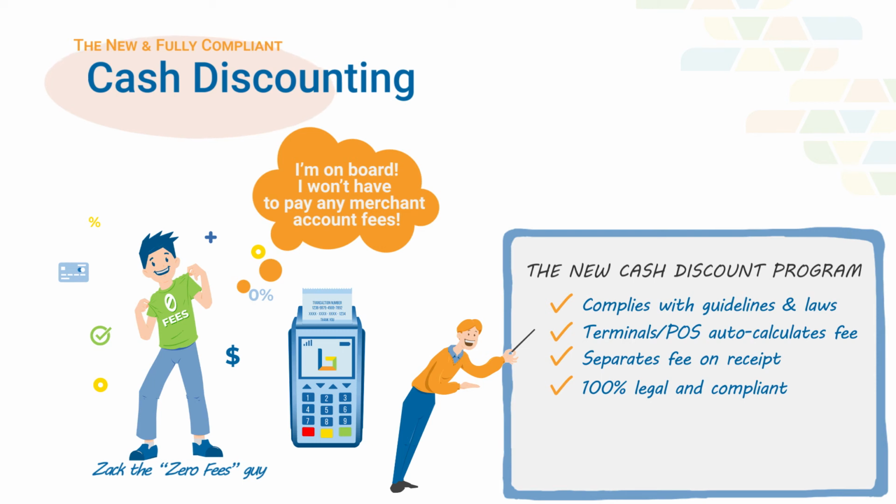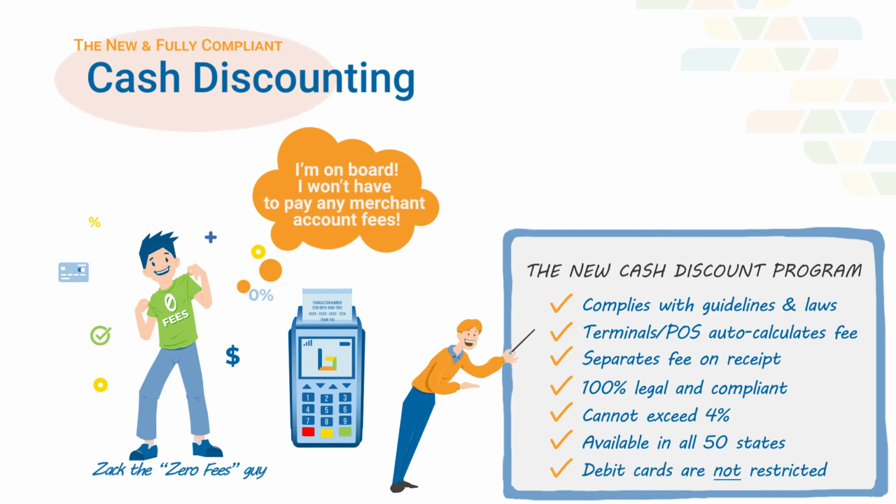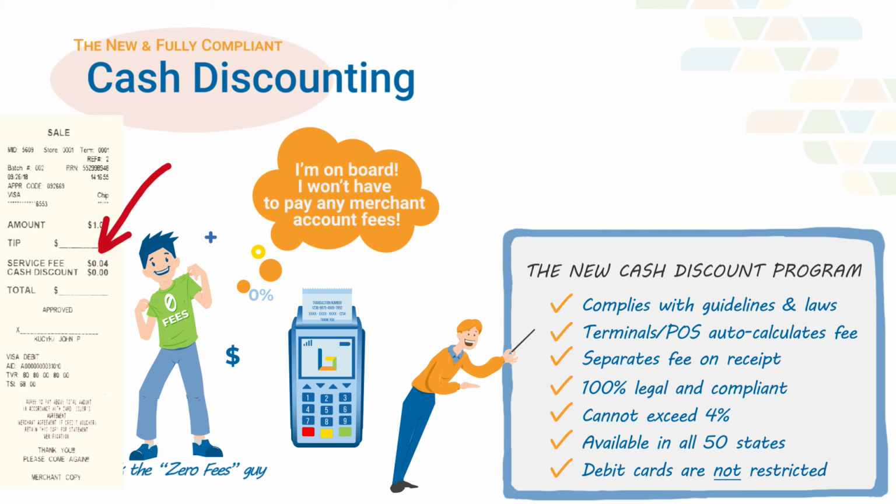Just like surcharging, the cash discount fee is applied and cannot exceed 4%, but this program has fewer restrictions because it's accepted in 50 states, and it's exempt from the debit card rule, so you can accept debit cards with this program as well. So just to be clear, your credit card terminal or point of sale device will automatically adjust to include a percentage discount fee in addition to the original charge, and the fee is labeled as a cash discount fee rather than a convenience fee or a surcharge.